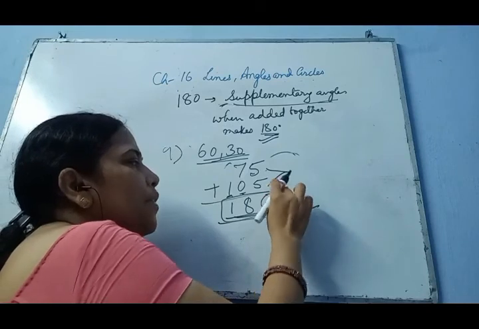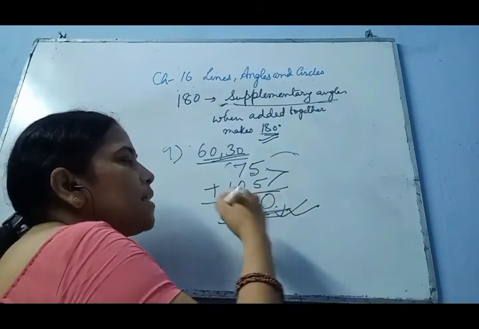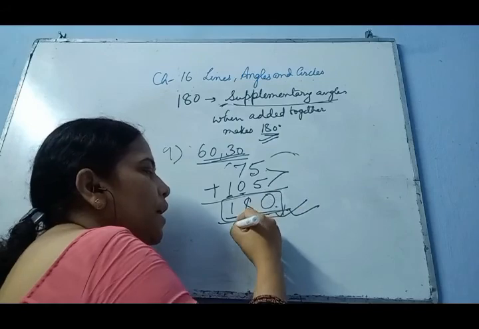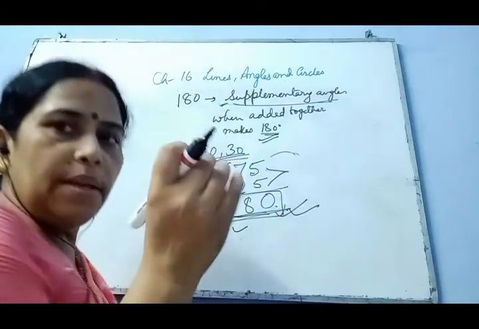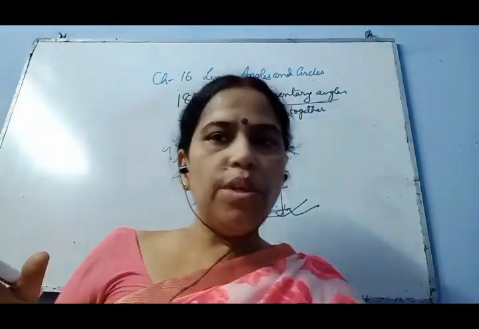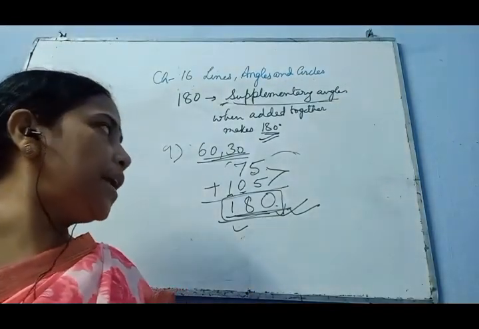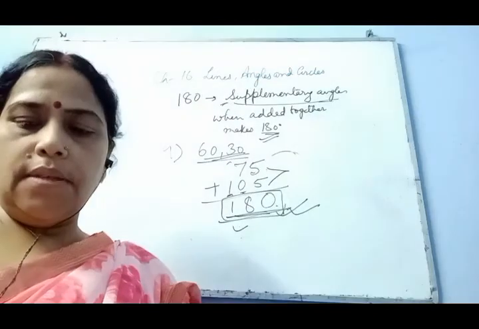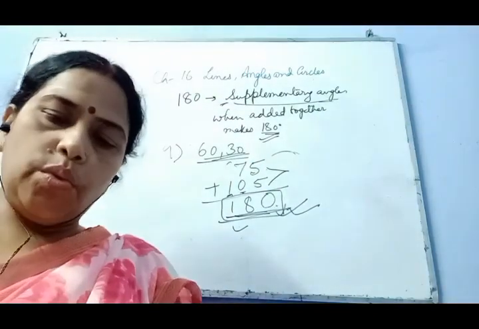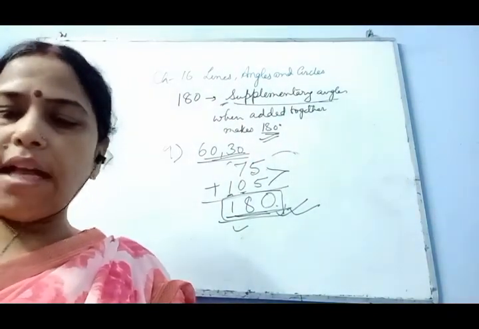So supplementary angles: when two angles are added together, the sum is 180. That means they are supplementary angles. They are supplements to each other, forming 180 degrees. So this is what you have to do. Choose the pair of supplementary angles, you can do.